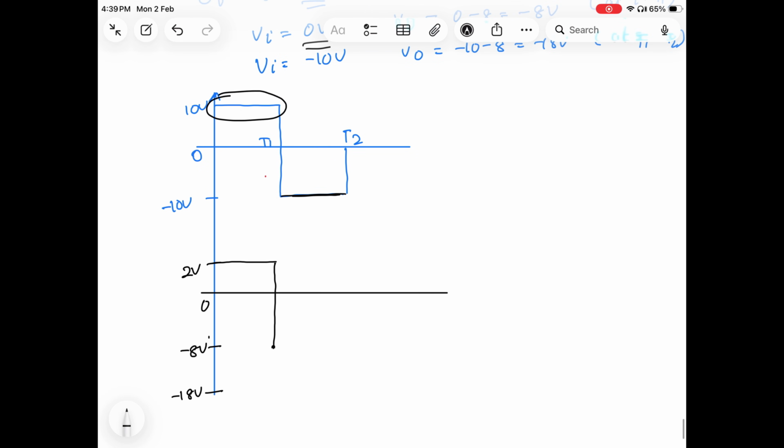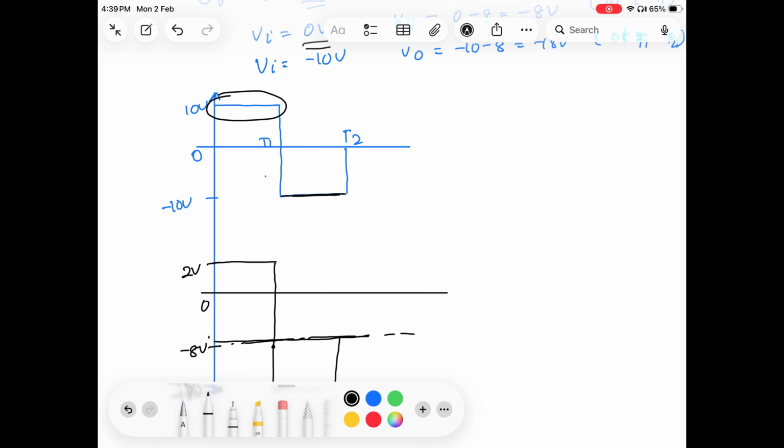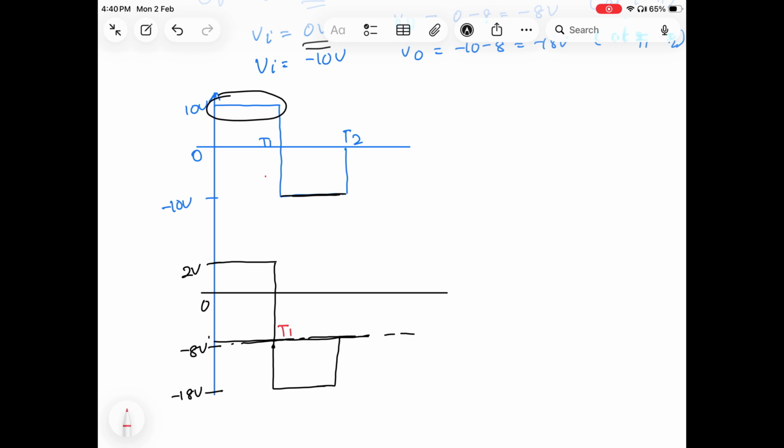Okay, so next when I put Vi equal to minus 10 volt, at that time I will get V0 equal to minus 18 volt. We can say that from T1 to T2 in this range I am getting the output voltage minus 18 volt. After that this minus 18 volt will go back again, come to minus 8 volt. Okay, so this is basically T1 and T2. You can see it should look symmetrical, but when I am drawing by hand, it will not look exactly symmetrical.